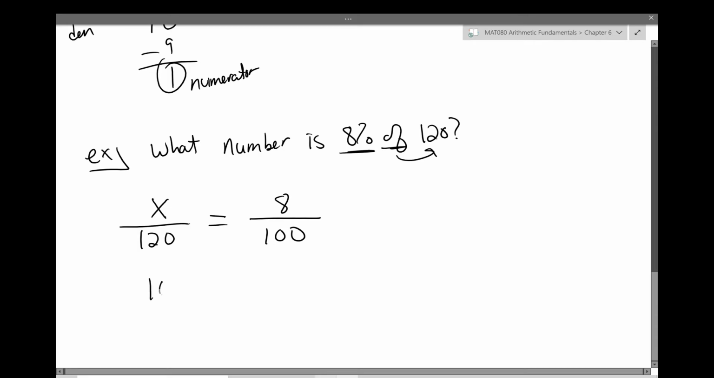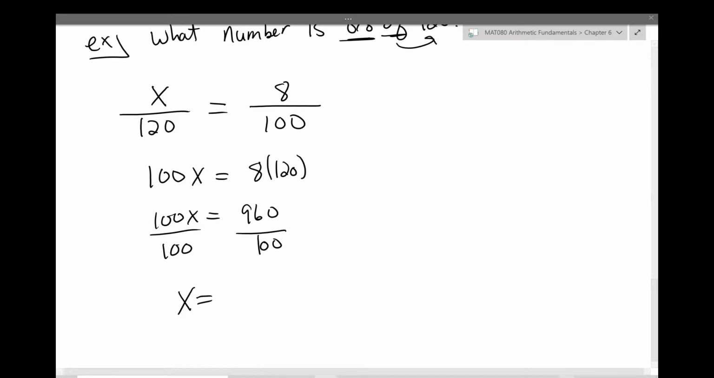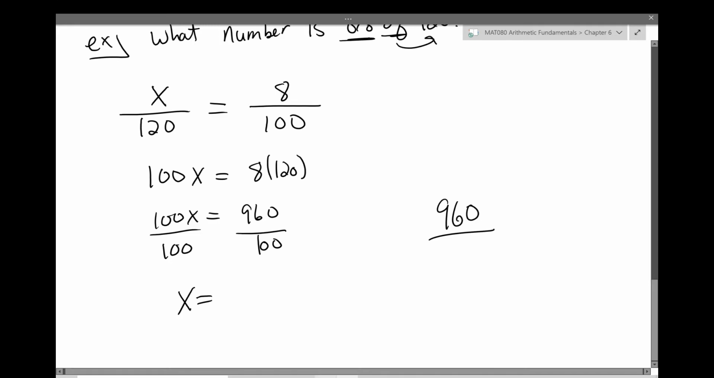Now I'll cross multiply. So I get 100 times x equals 8 times 120. That's going to give me 100x equals 960. And then I divide both sides by 100. Remember, if you're dividing by 100, that means the decimal on the far right, you're moving it 2 places to the left. So x equals 9.6.